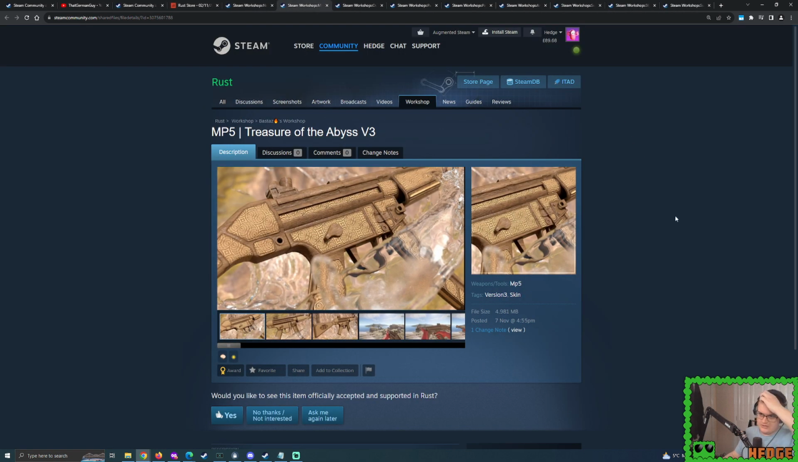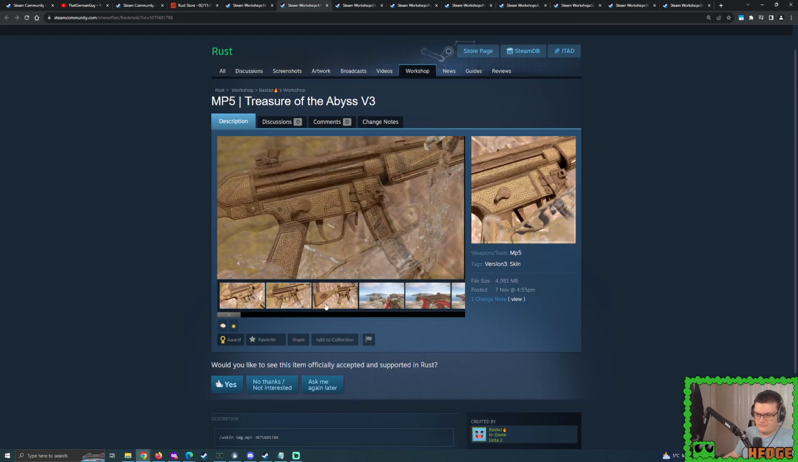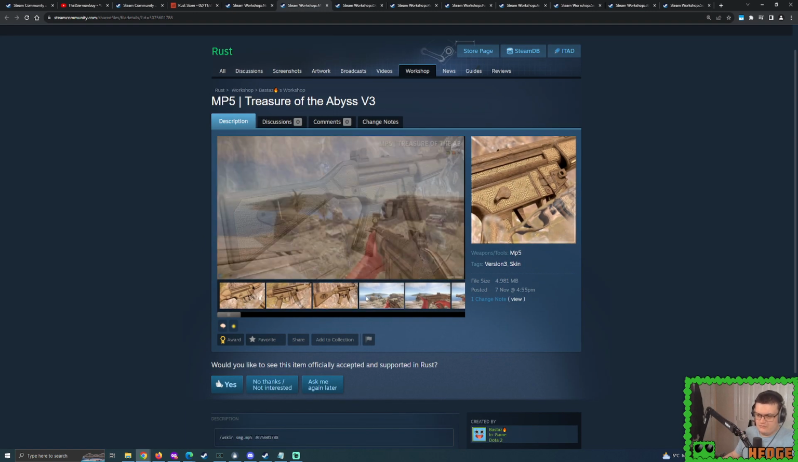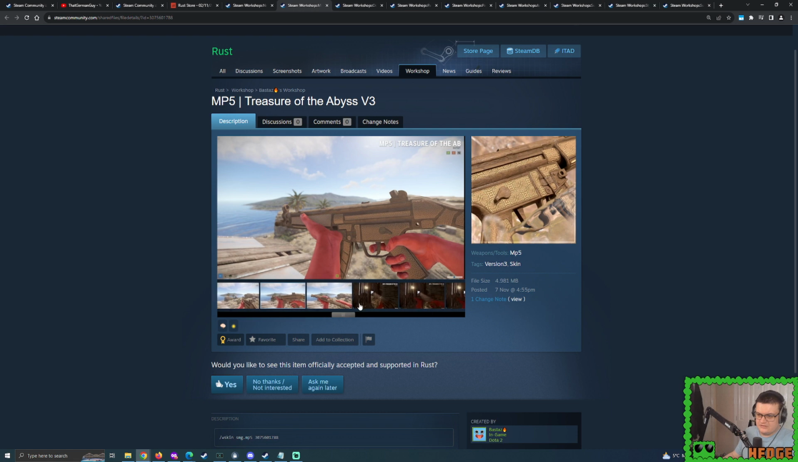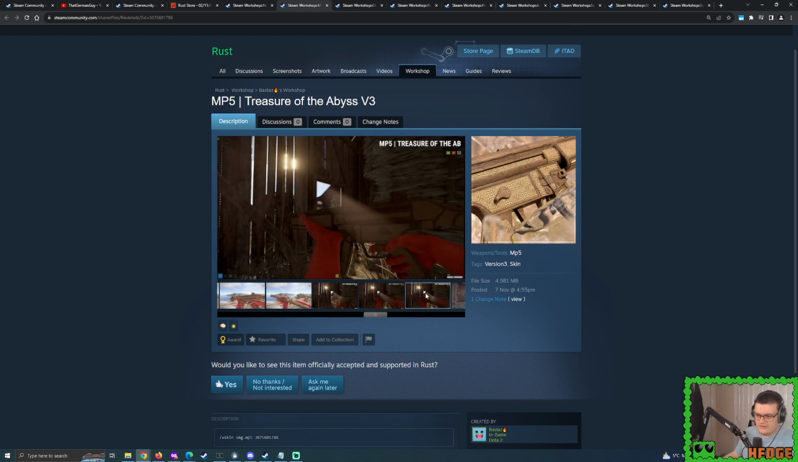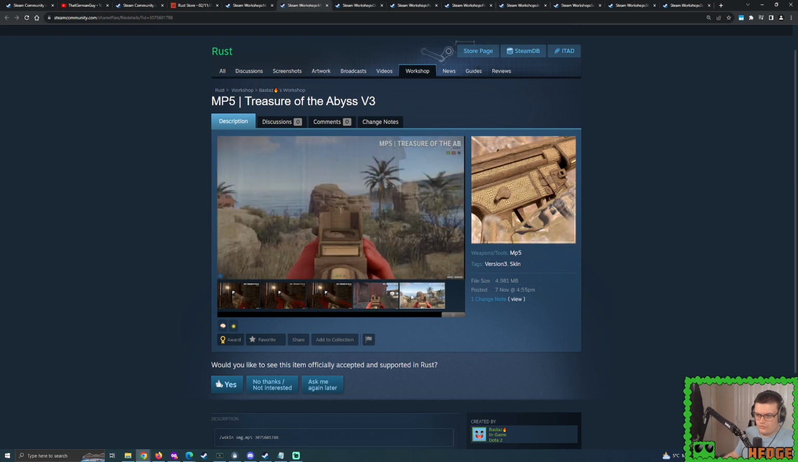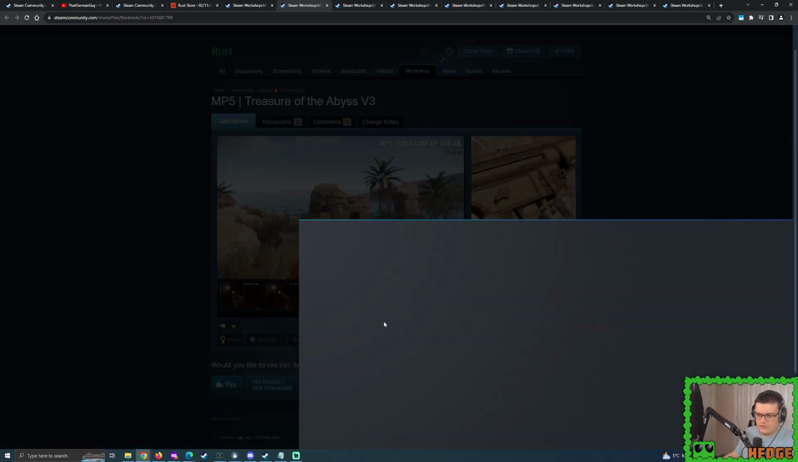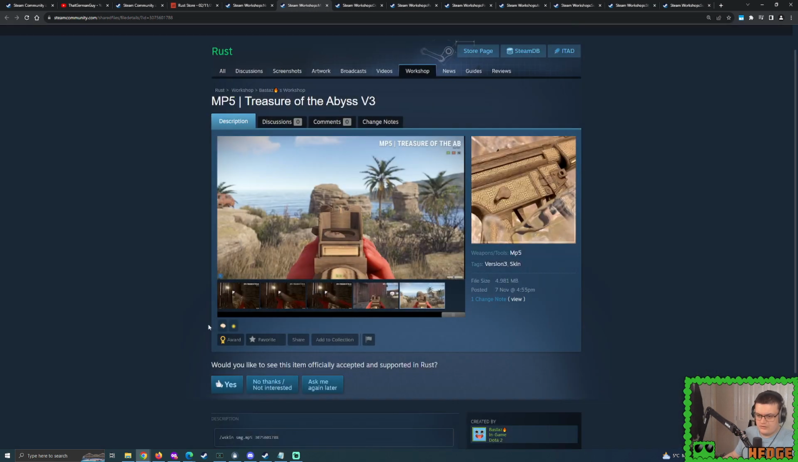Okay, so here you can see the Treasure of the Abyss version 3. So this is Mr. Bestaz. Yep, I remember your previous versions. Bestaz, I'm going to be really honest with you, mate. If this isn't accepted, I'd probably just move on to making a different skin for a different weapon. So it's all nice and carved wood. Get a good look at that.